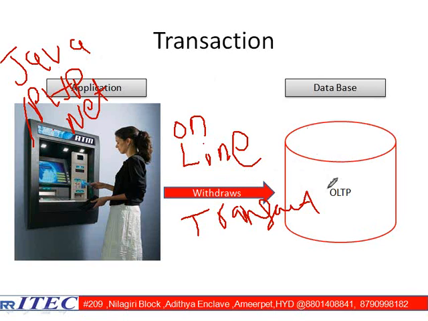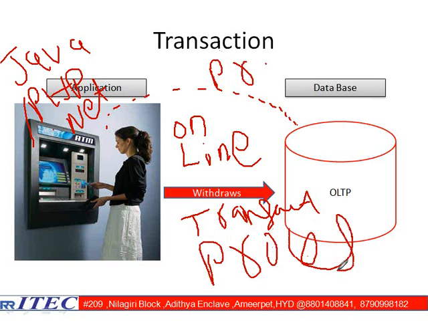That means the Java code internally calls some database, and it tries to insert this transaction into the database, right? The process of inserting data from application to database is called a process. Moving the data from application to database is called process.